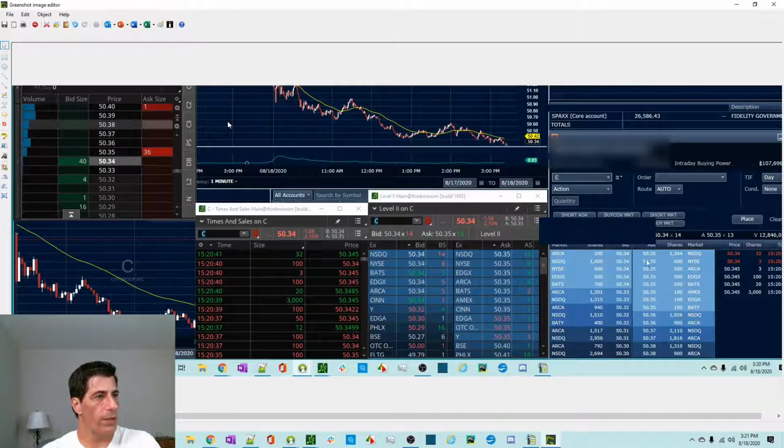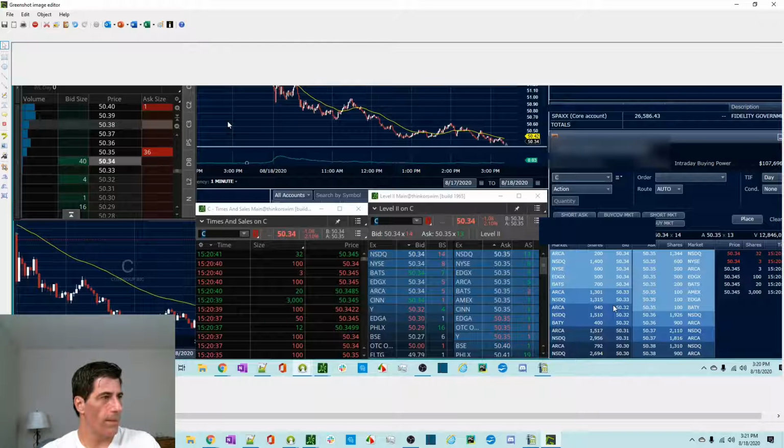Okay, so NASDAQ on the offer, 5035. There's a whole bunch of offers here. That looks about the same. Let's look at the bid. ARCA, NASDAQ, that looks the same. 5034, 5034, there's the NASDAQ. Okay, so on that one it doesn't look too bad.